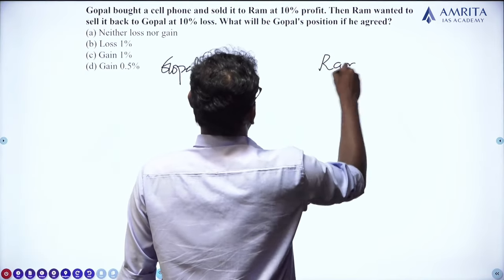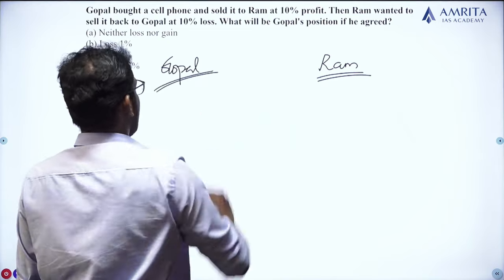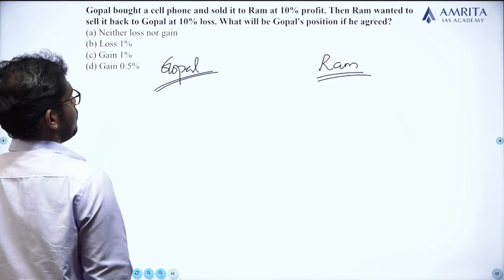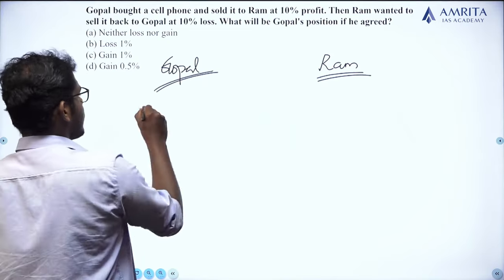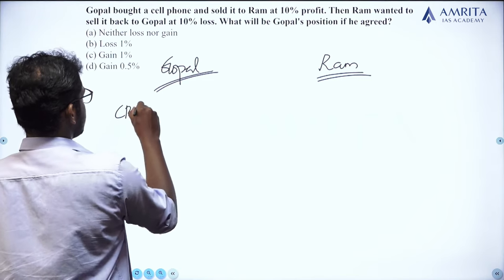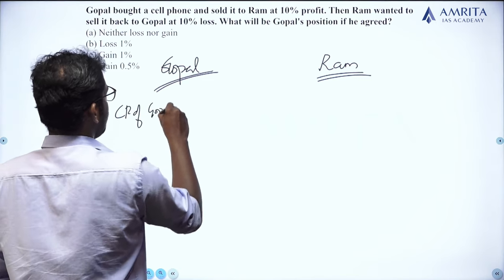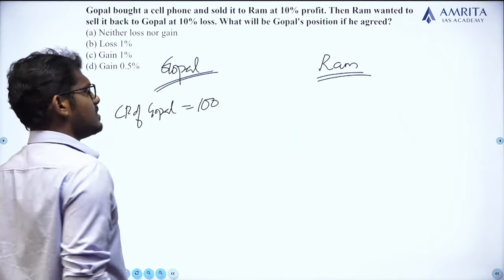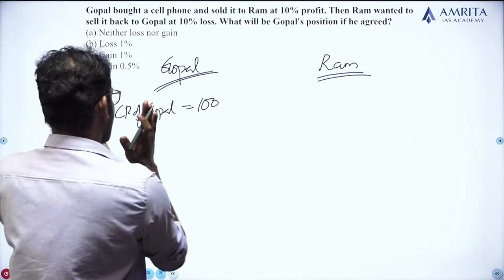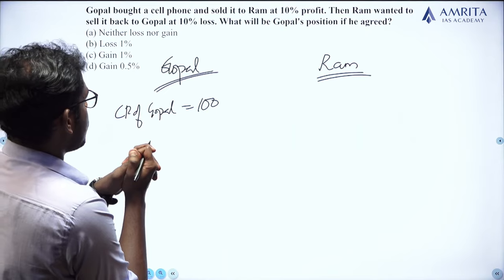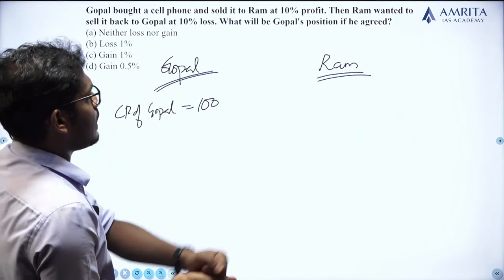Ram is here. They are close friends. Gopal bought a cell phone. Let the cost price of Gopal be 100, which is easy to calculate. He sold it to Ram at 10% profit.